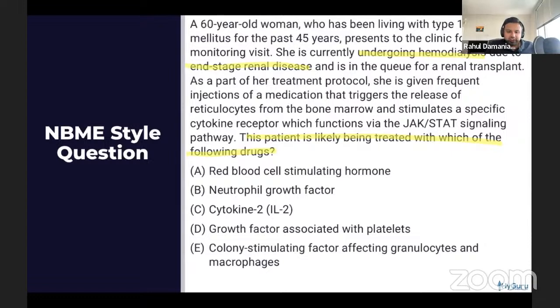Excellent. Very good. So what's important for us to note is that this patient is going to have end-stage renal disease. That means you have low peritubular capillary cells. As a result, you're not going to have as much erythropoietin. These patients can get anemia of chronic kidney disease. That's why we give exogenous EPO that stimulates reticulocytes. And remember, because it's a growth factor, it acts via the tyrosine kinase associated JAK-STAT pathway.